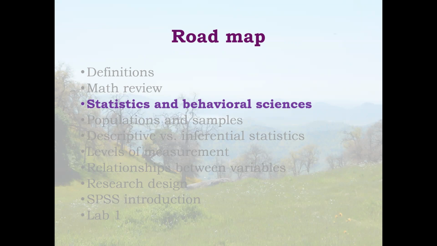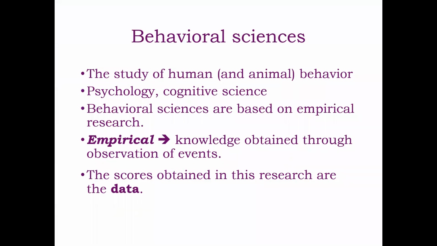Okay, so we're on to statistics and the behavioral sciences. Behavioral sciences just refer to the study of human and animal behavior. Psychology, cognitive science, right? Anthropology can be included, and sociology, right? Behavioral sciences are based on empirical research. This means knowledge obtained through observation of events, not through just sitting around and thinking, right? That was Descartes. The scores obtained in research are the data.